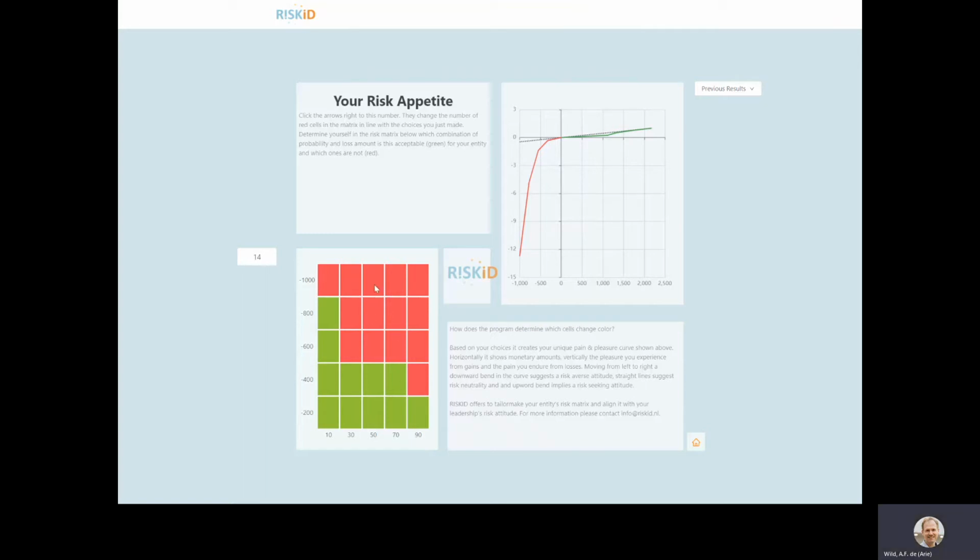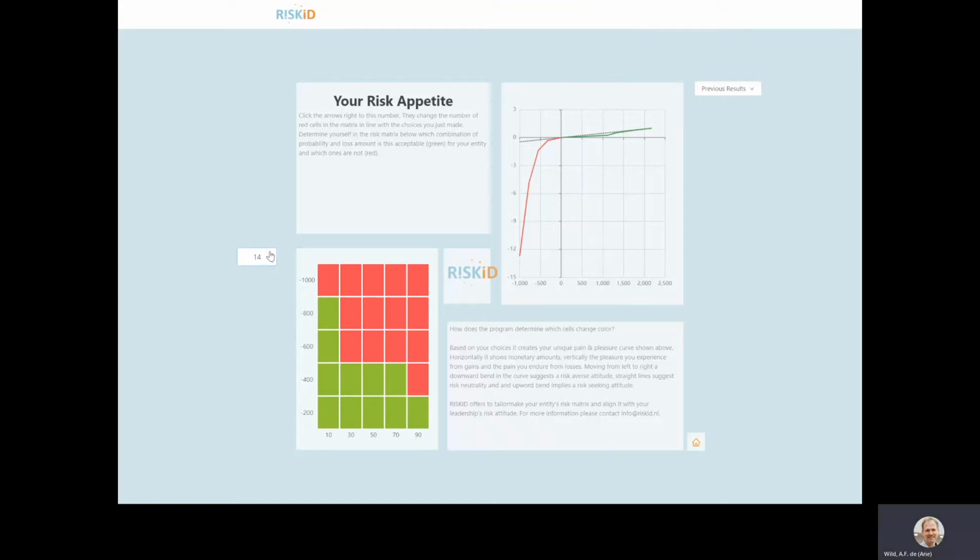Risks in the red cells fall outside your risk appetite and are unacceptable to you. Risks in the green cells fall inside your risk appetite. They are unwanted, but are, given your risk appetite, still acceptable.